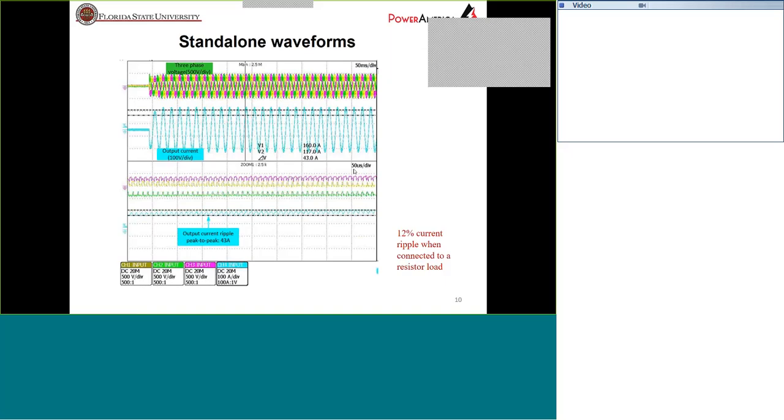So we put it to a test. Here are some standalone waveforms. We directly connect this one to a 100 kilowatt resistive load. There are no extra filters. The cable length is about 1 meter, and we can see that the current ripple is 12%. So supposedly, if we connect this to a grid, the grid has impedance. According to the standards, the short circuit ratio of the grid is no larger than 20, which means we can have a much smaller current ripple than this one.